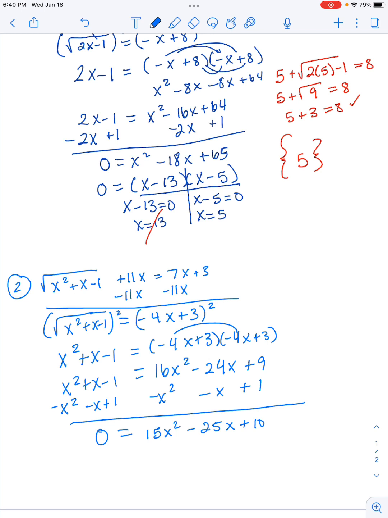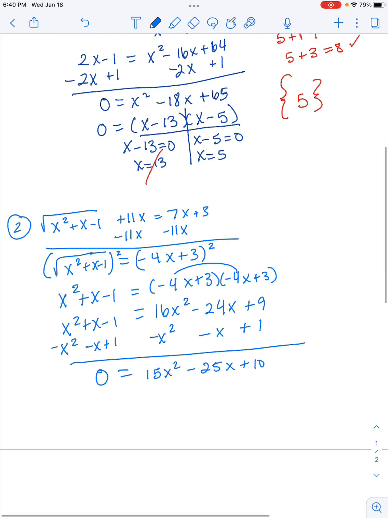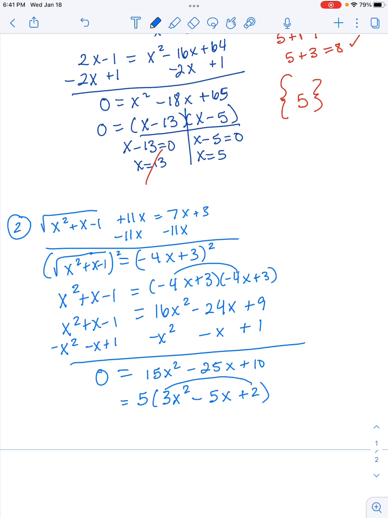Let's see, is there anything that they have in common? Yes, they have a 5 in common. So we're going to factor out a 5. We're left with 3x squared minus 5x plus 2. Okay, to factor that, we need to find factors of a times c. So 3 times 2 is 6, that add up to negative 5. Notice they have to have the same sign, so we're going to use negative 3 and negative 2.